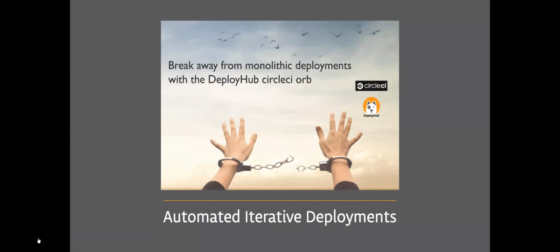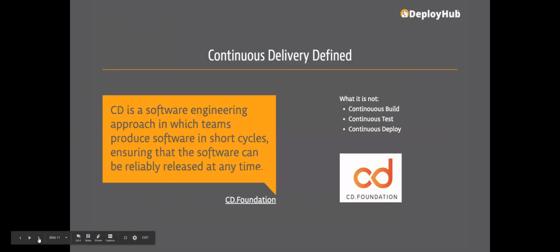Really, with the focus of today's discussions, we're going to talk about how to break away from what I call these monolithic deployments. It's one of the core features of DeployHub. So just to level set how DeployHub really fits in, DeployHub fits underneath the continuous delivery process. If you think about what the primary goal of continuous delivery is, to produce these short cycles of software development and making sure that this software can be released at any time and hopefully released frequently.